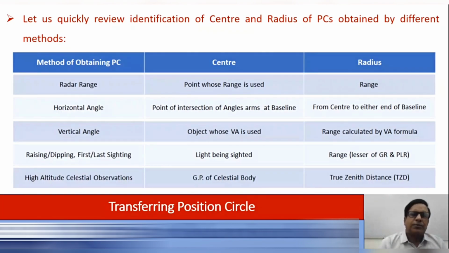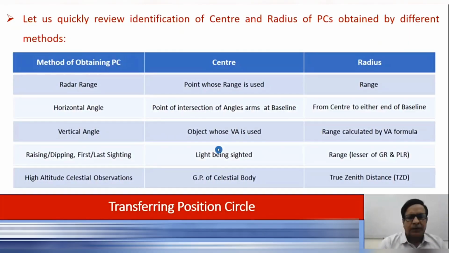High altitude celestial observations, in case they are applicable to your grade: the GP, or the geographical position of the celestial body, acts as the center, and the true zenith distance expressed in minutes is the radius of the position circle. Okay, so this is a refresher of the position circles which we did. These were all the methods which we used, and for every method the center and the radius which we got. So any doubt up to here, beta?